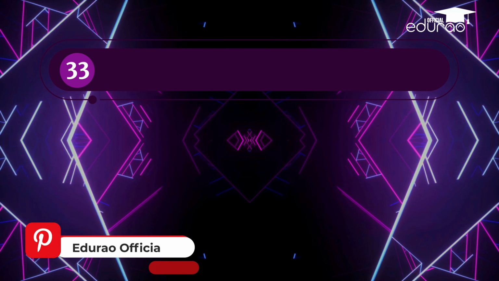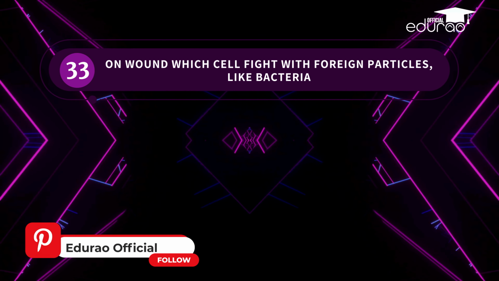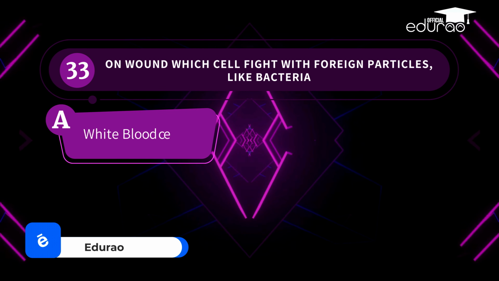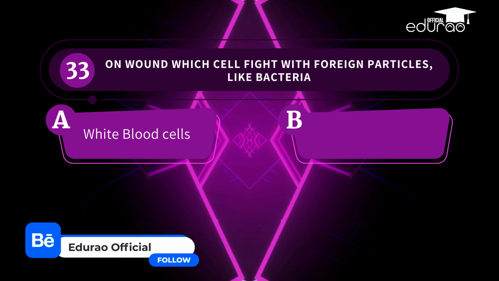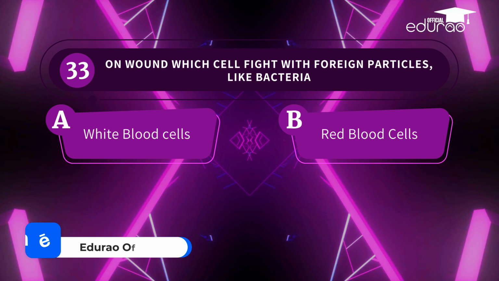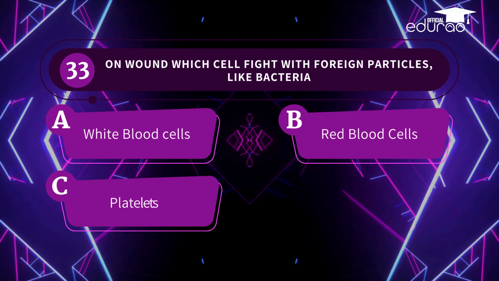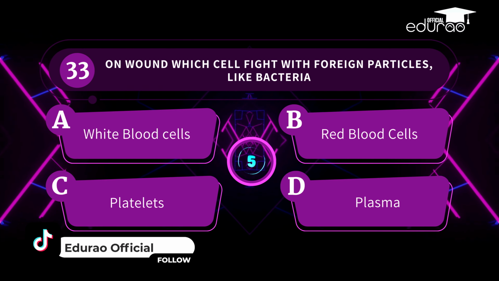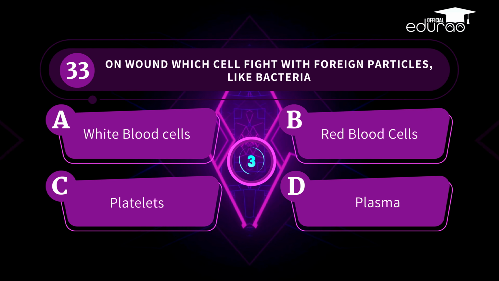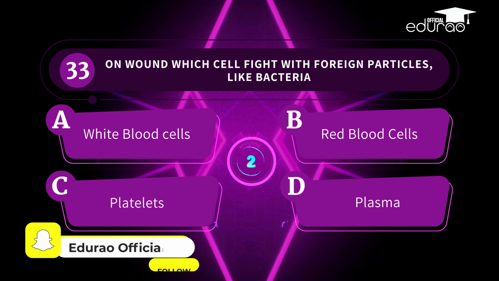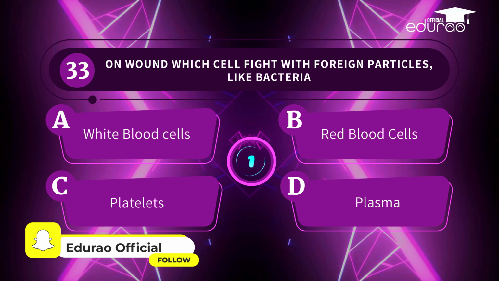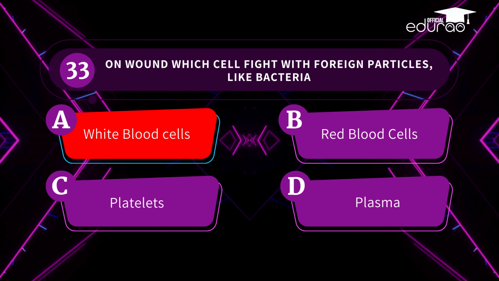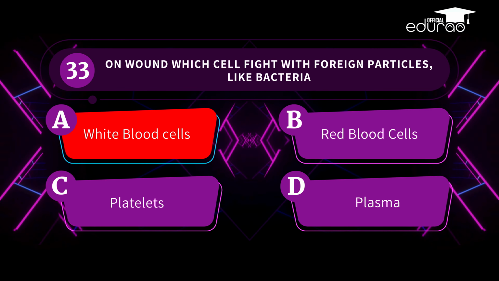Question 33. On wound which cell fight with foreign particles, like bacteria. A. White blood cells. B. Red blood cells. C. Platelets. D. Plasma. Your observation is right on target. The correct answer is white blood cells.